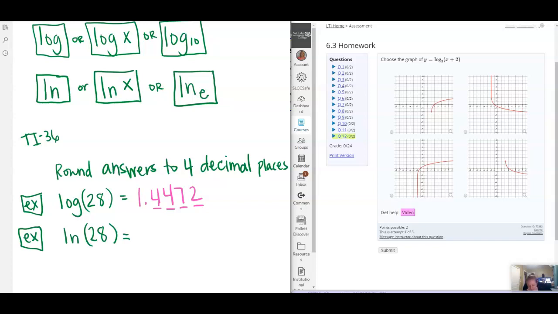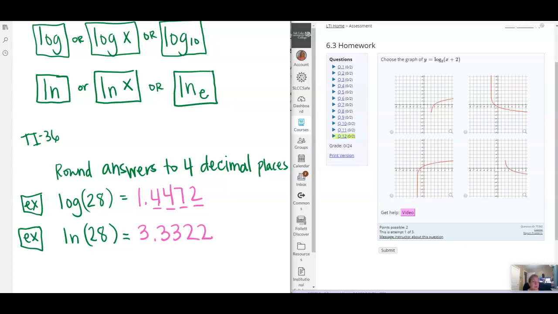Okay, what about natural log of 28? Do you get the same thing? What do you get there? You can either say it out loud or just type it in the chat. All right, so 3.3322. Right, like I said.